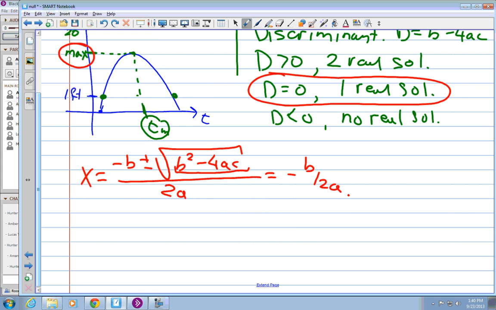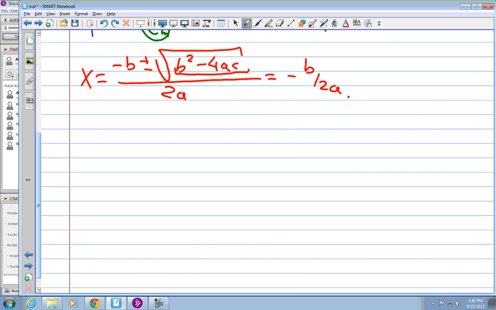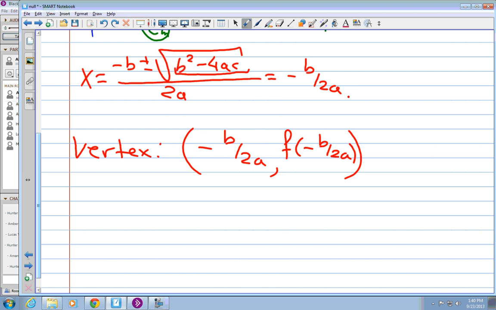So I can also say that the x value of the vertex of a parabola is always negative b over 2a. If you know the x value and you know the function, the y value is going to be the value of the function at negative b over 2a. So that's always going to be the vertex of the parabola. Isn't that nice? That's really simple.